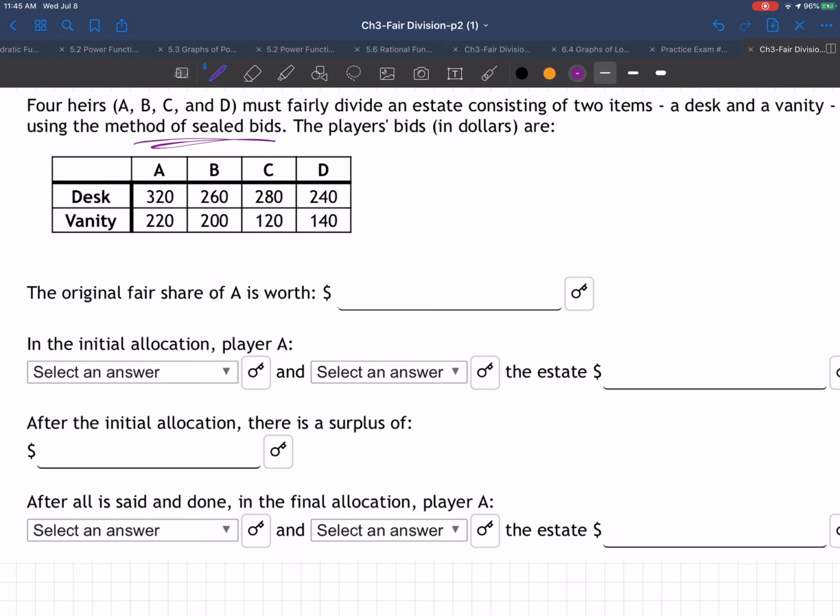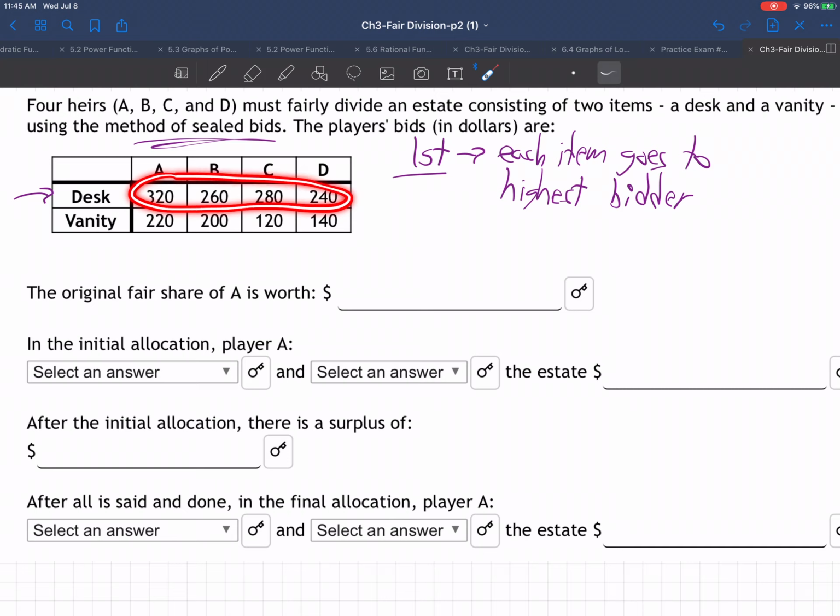Well, sealed bids first. Each item goes to the highest bidder. So this is step 1: each item goes to the highest bidder. So who bid the highest on the desk? Which one of these numbers is the highest for the desk? Well, clearly the 320. So A gets the desk.